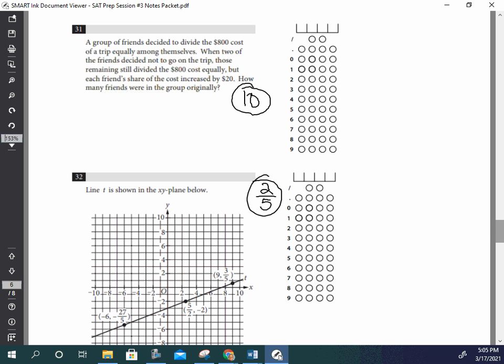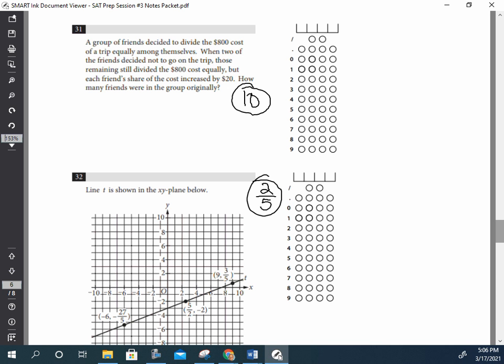A group of friends decided to divide the $800 cost of a trip equally among themselves. When 2 of the friends decided not to go on the trip, those remaining still divided the $800 equally, but each friend's share increased by $20. How many friends were originally in the group? This is a problem that I would strongly recommend guess and check, because it would definitely be a little bit harder to get the equation set up and then start solving it.